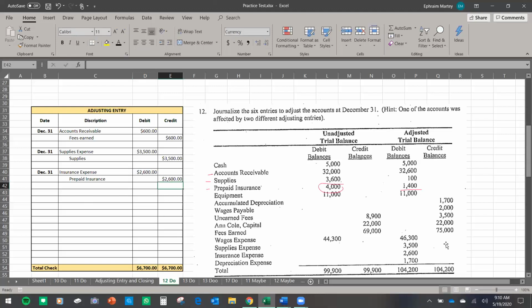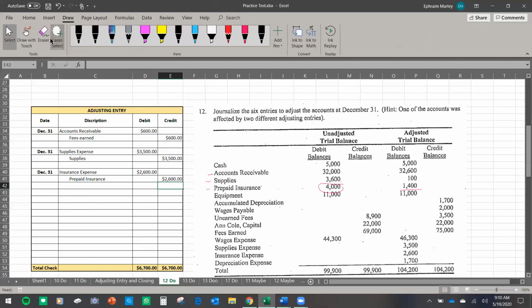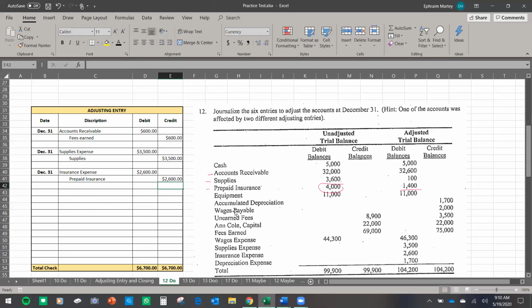What is our next one? Our next one is equipment. Did we do anything to equipment? No, equipment didn't change. Accumulated depreciation changed because it was 0 here, and now it's 1,700. So we are increasing accumulated depreciation, and because it's the depreciation, we're going to have depreciation expense.